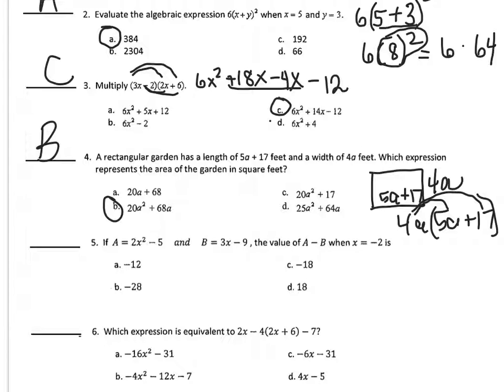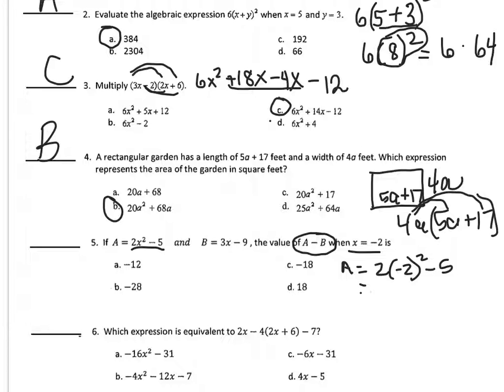Okay, number 5 is one like we saw back in the beginning of Unit 1 when we were evaluating expressions. This time we're going to find the value of a minus b when x is negative 2. Again, ignore the answer choices. Let's figure it out by hand first. Let's first find a. A is the expression 2x squared minus 5. I'm going to replace the x with negative 2, giving me 2 times negative 2 squared minus 5.